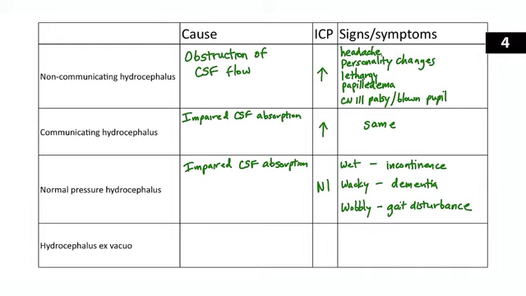And then finally we have hydrocephalus ex vacuo, which is not really a kind of hydrocephalus, but it looks like hydrocephalus on scanning. And this is caused by neuronal atrophy. And again, the intracranial pressure is normal. And the signs and symptoms you're going to associate with this are dementia, because actually it's the neuronal atrophy that we see with things like Alzheimer's dementia that cause hydrocephalus ex vacuo.